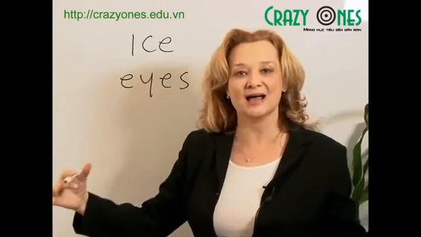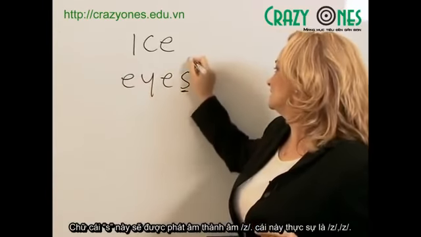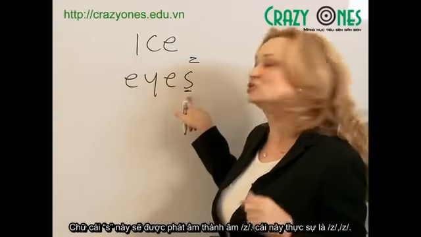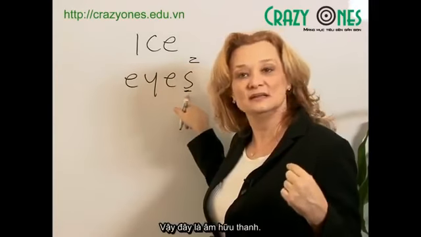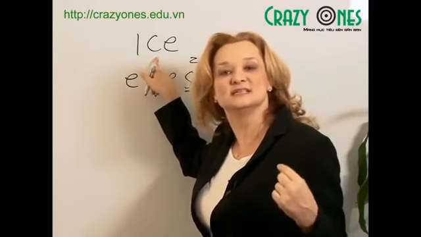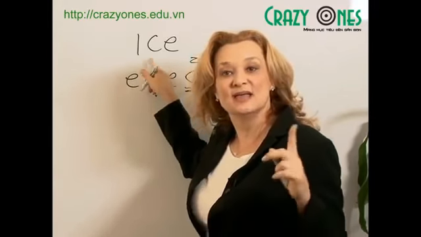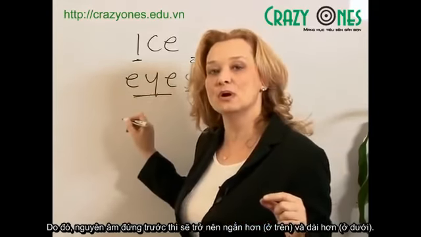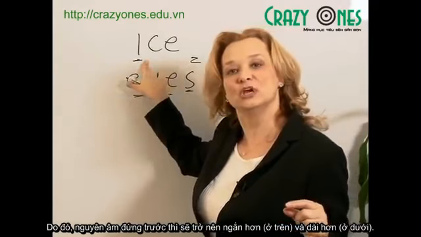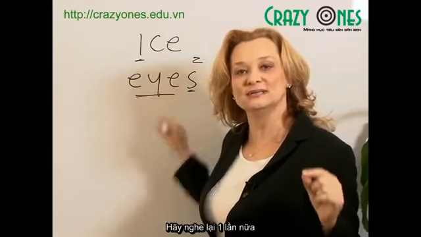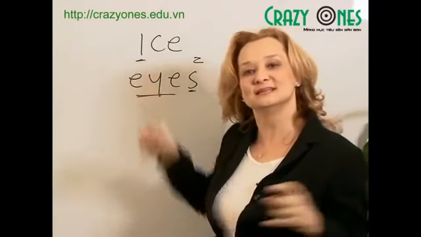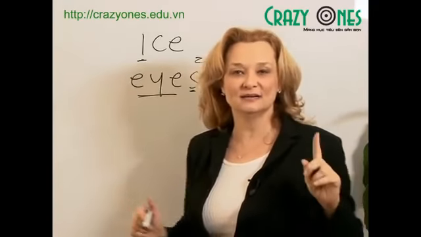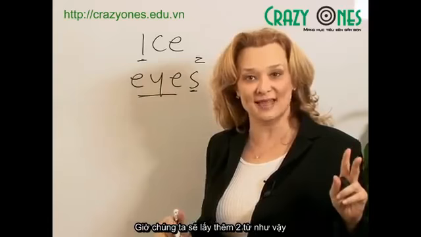Ice, eyes. This S is actually pronounced as a Z sound. This is actually Z, Z. This is voiced, and S. This is voiceless. Therefore, the vowel sound that comes before is shorter here and longer here. Listen again. Ice, eyes. Ice, eyes. Let's try two more words like that.